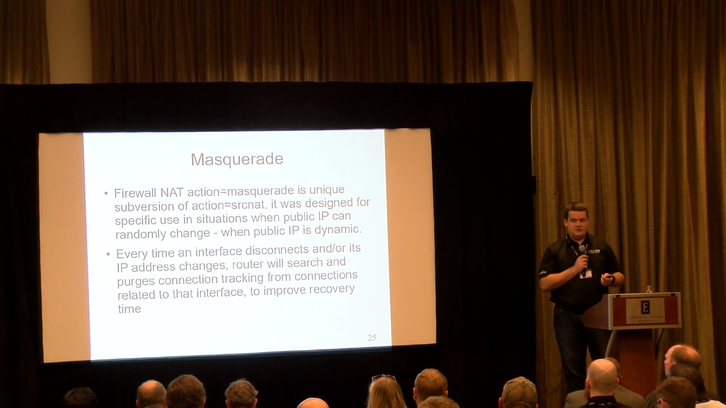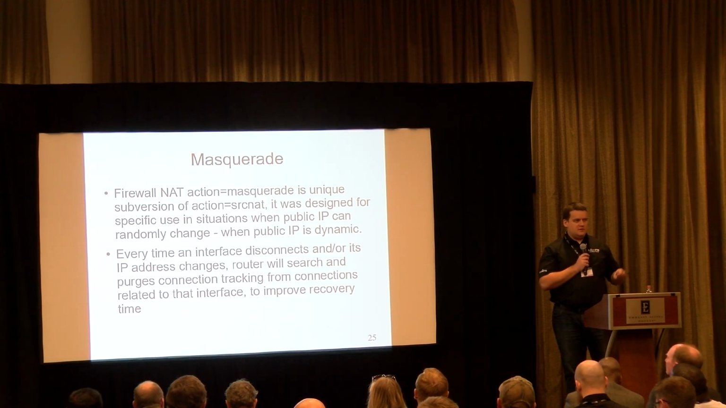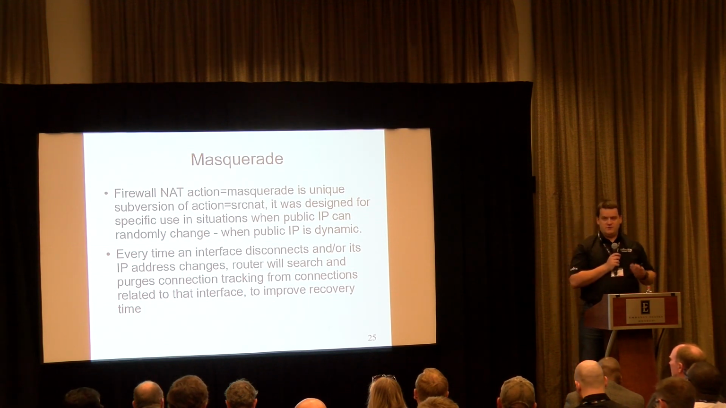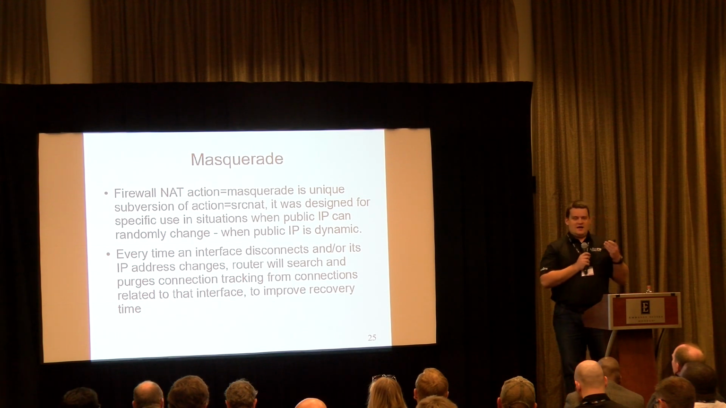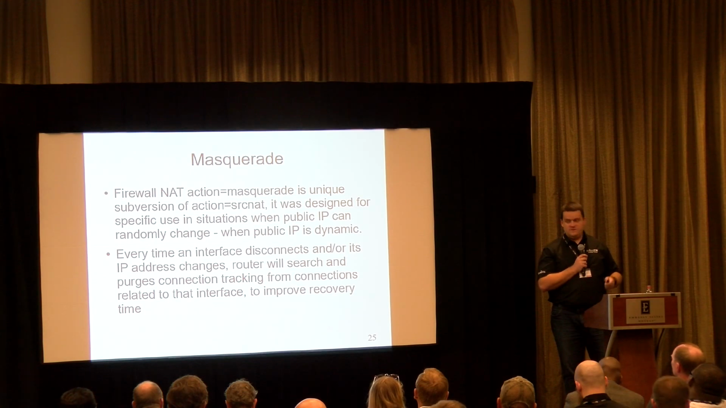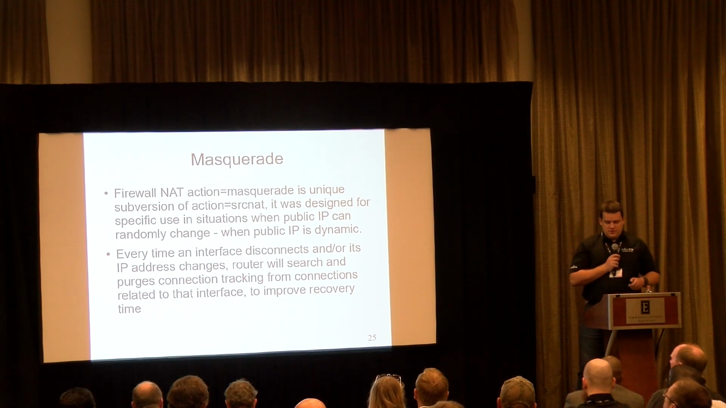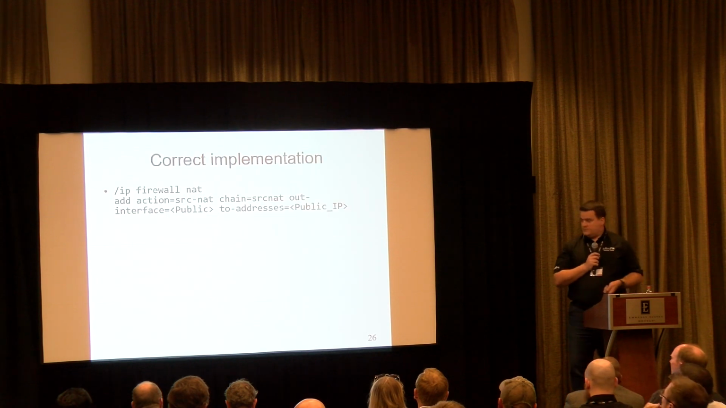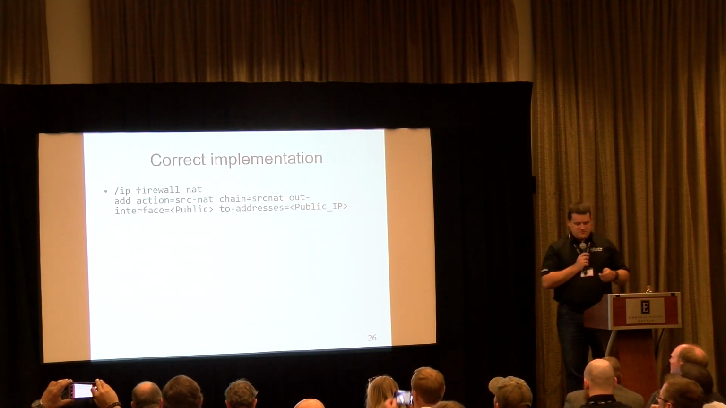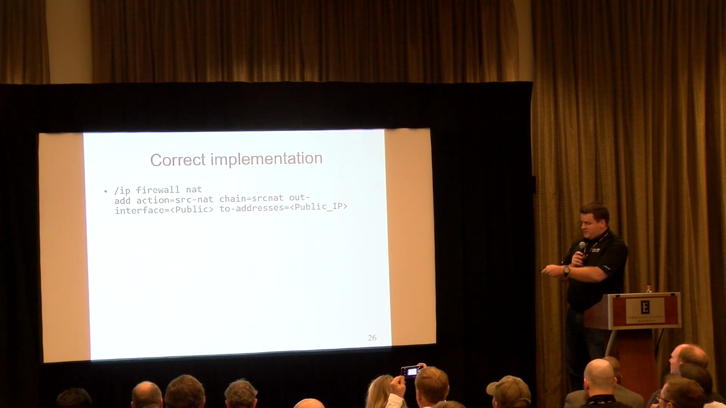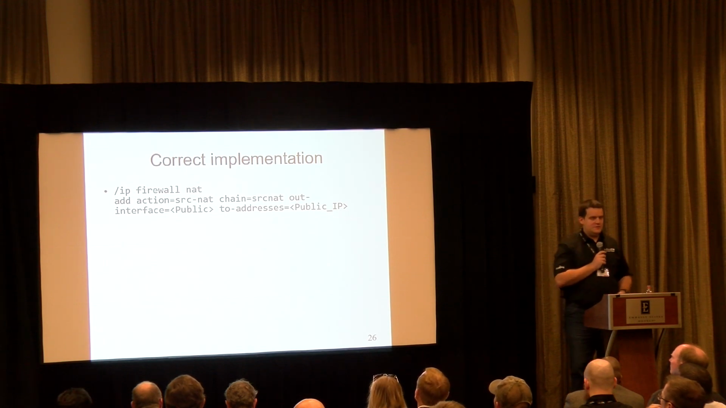And that's why I really don't like when everyone just uses Masquerade just because they are too lazy to specify the to-address option in source NAT. There's actually a price to pay for this. So if your public IP addresses are static, use source NAT and use Masquerade only in those specific dynamic situations when your public address is dynamic. So the correct implementation is just to take and write the public IP here and use action source NAT. That's it. Problem solved.